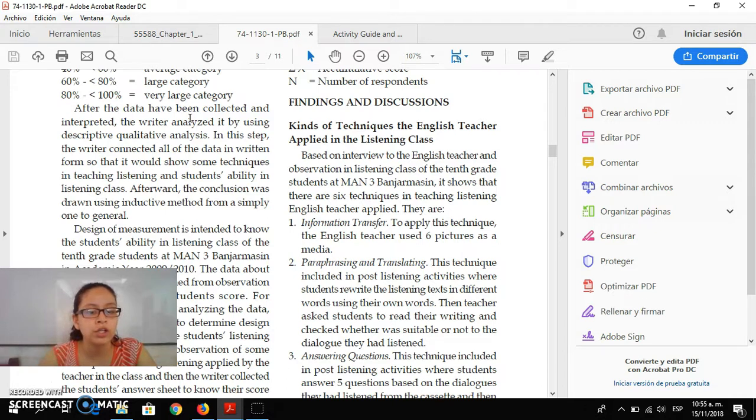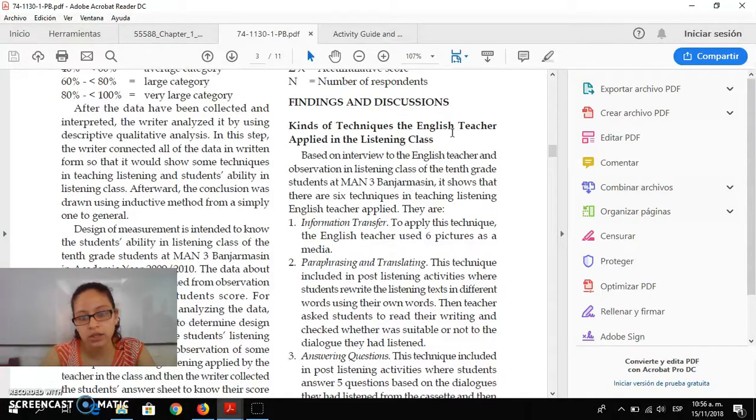In this step, the writer connected all of the data in written form so that it will show some techniques in teaching listening class and a student's ability in listening class. Afterward, the conclusion was drawn using the inductive method from a simple one to general. That's how a qualitative study analyzes the information. In a qualitative research, data is analyzed inductively by boiling some particulars down to general terms, describing the aspects found about a phenomenon.